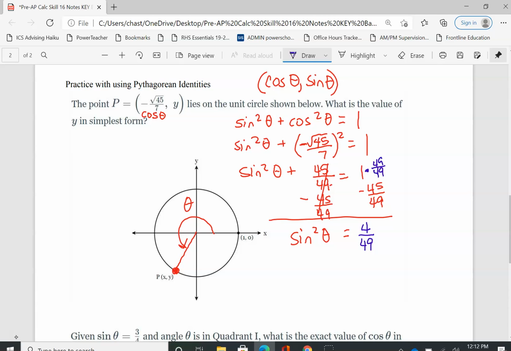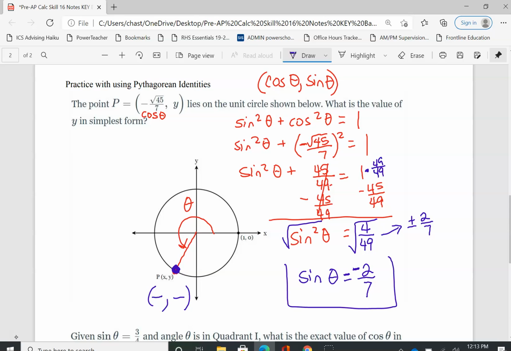And now to get rid of the square, we're going to take the square root of both sides. Sine theta would then be 2 over 7. But let's take a look at this. Look what quadrant we're in. In the third quadrant, x-coordinates and y-coordinates are both negatives. Okay? So we have to put a negative on our answer. Technically, this would be plus or minus 2 over 7, but just know that we need the negative this time because of what quadrant we're in, okay? So that's how we're going to do a problem like that.